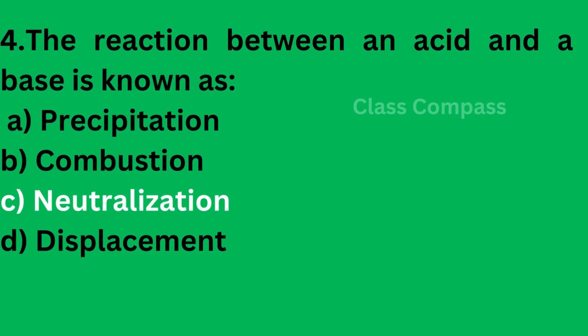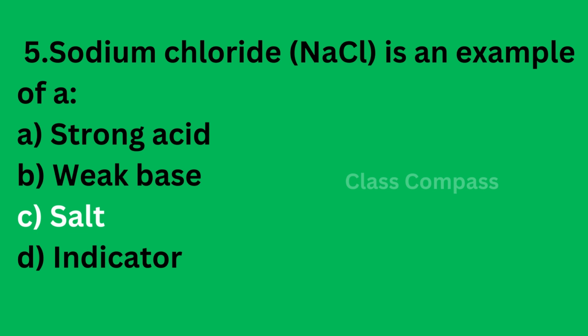4. The reaction between an acid and a base is known as A. Precipitation. B. Combustion. C. Neutralization. D. Displacement. Answer is C. 5. Sodium chloride, NaCl, is an example of A. Strong acid. B. Weak base. C. Salt. D. Indicator. Answer is C.